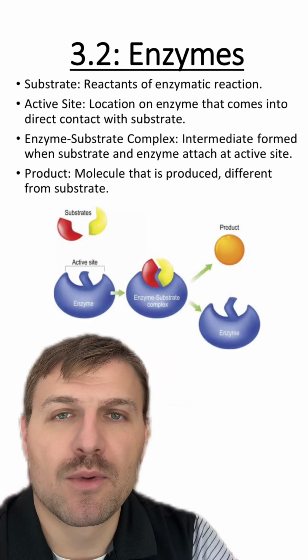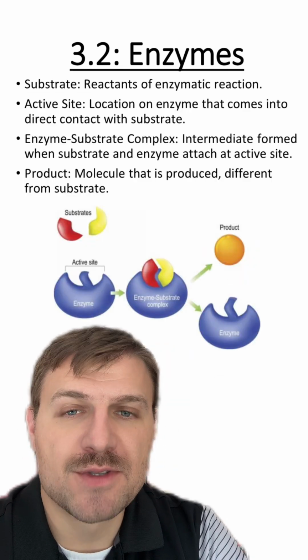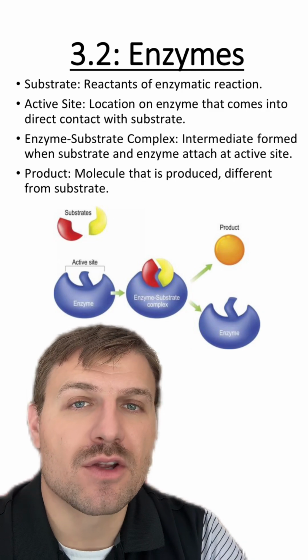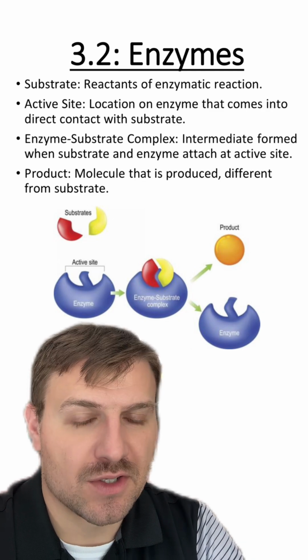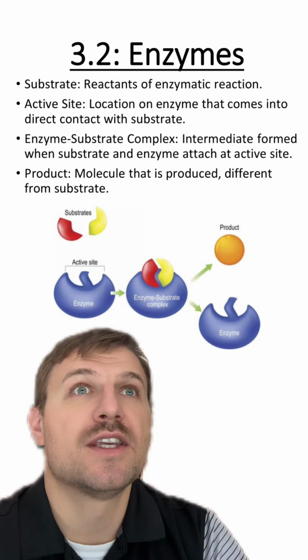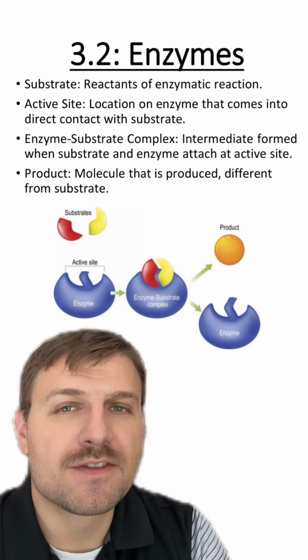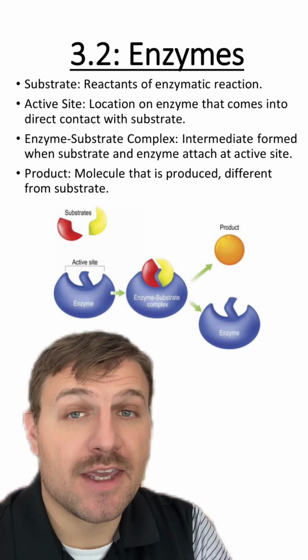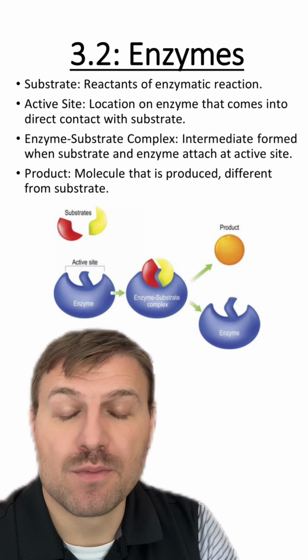There are a couple of vocab words that we have to know when going over enzymes, and the first is a substrate. Substrates are the reactants of an enzymatic reaction. Basically, substrates are what goes into the reaction. The active site is going to be the location on the enzyme where the substrate is going to bind.